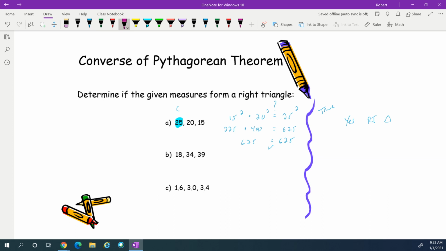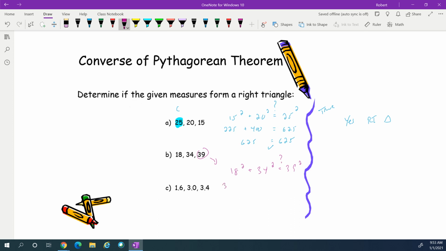Just for the sake of argument, let's see what it looks like when it does not work out that way. I'm guessing this one's not going to work. I don't know. We're going to find out. So the biggest number. So we have 18 squared plus 34 squared equals 39 squared. And again, we are testing this. So let's grab our calculator.